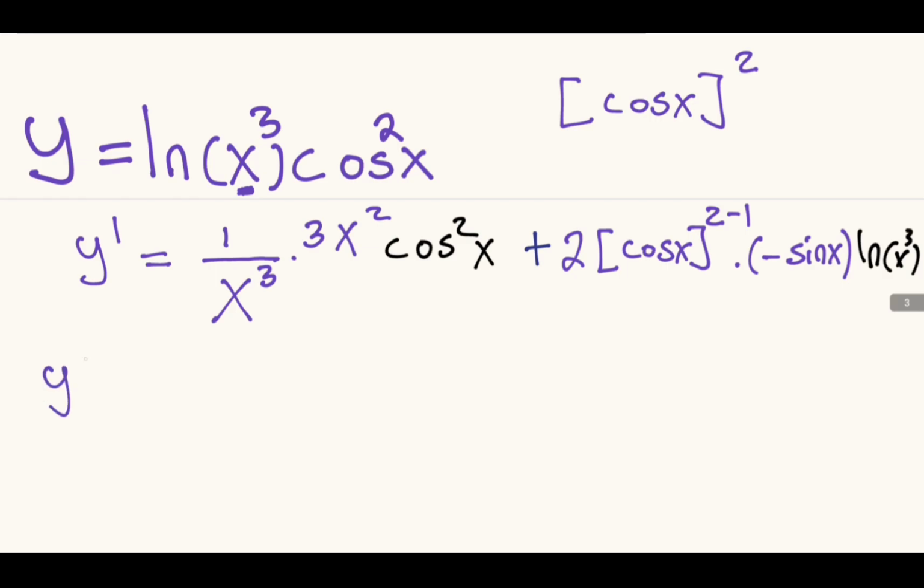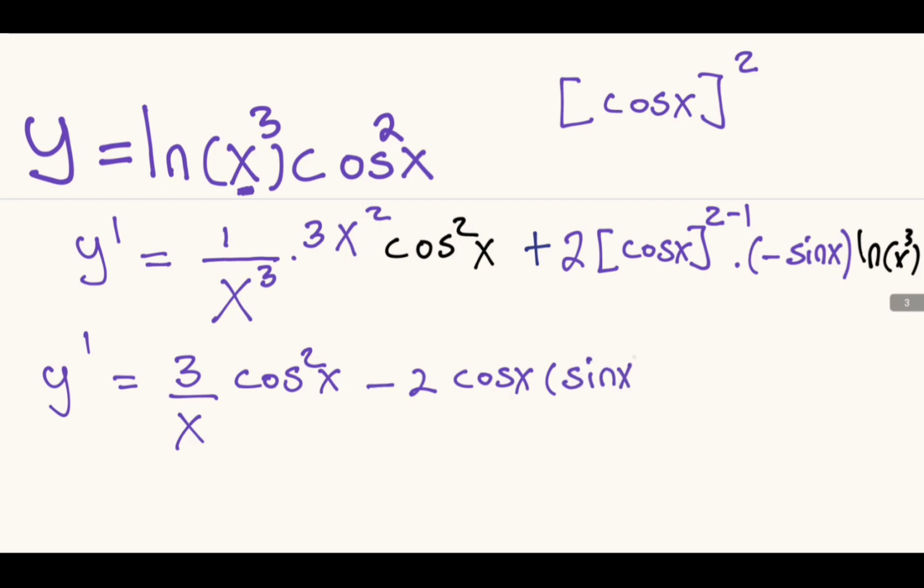So the derivative of y will be equal to 3. So the x squared divided by the x cubed will be 1 over x, cos squared x, plus 2 times cos x. The 2 minus 1 will be equal to 1, multiplied by the negative. So this negative multiplied by this negative multiplied by this positive will be equal to our negative sin x multiplied by the ln of x cubed.